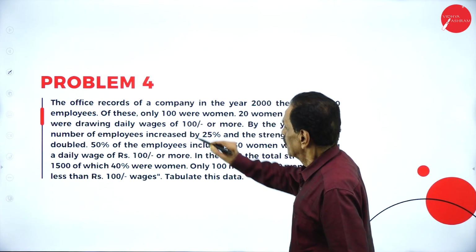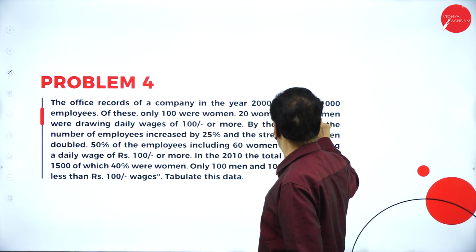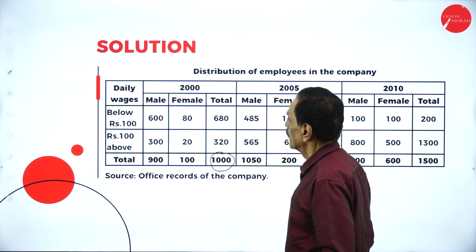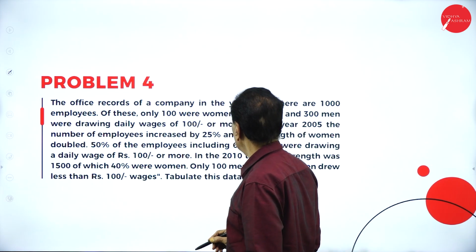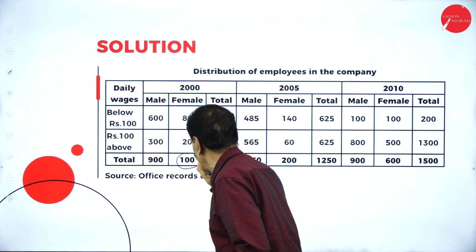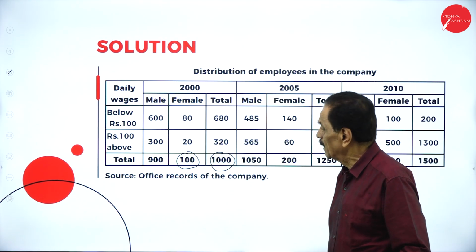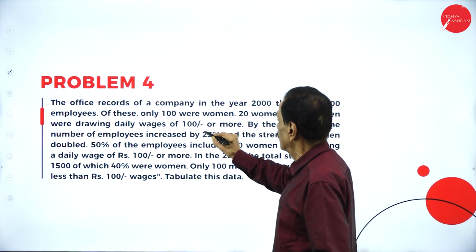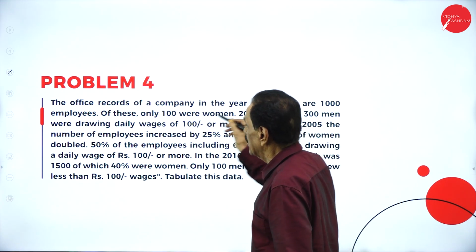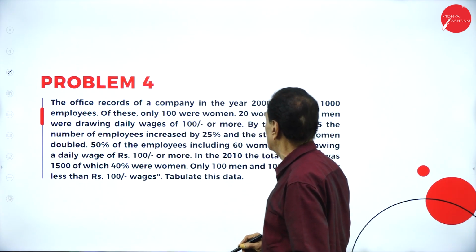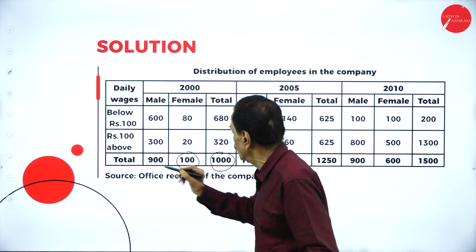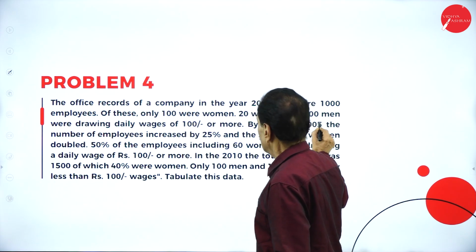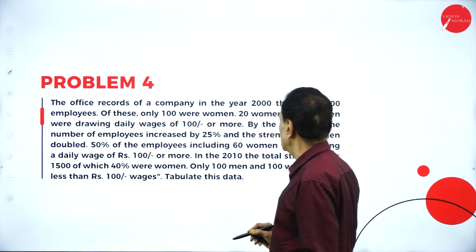Come back here. The office records of a company in the year 2000: there were 1,000 employees given. Of these, 100 were women, which means 900 were men. Understand? So 1,000 minus 100 is 900. Then 20 women and 300 men were drawing daily wages of rupees 100 or more. How many are they? 20 women and 300 men are drawing daily wages of rupees 100 or more.